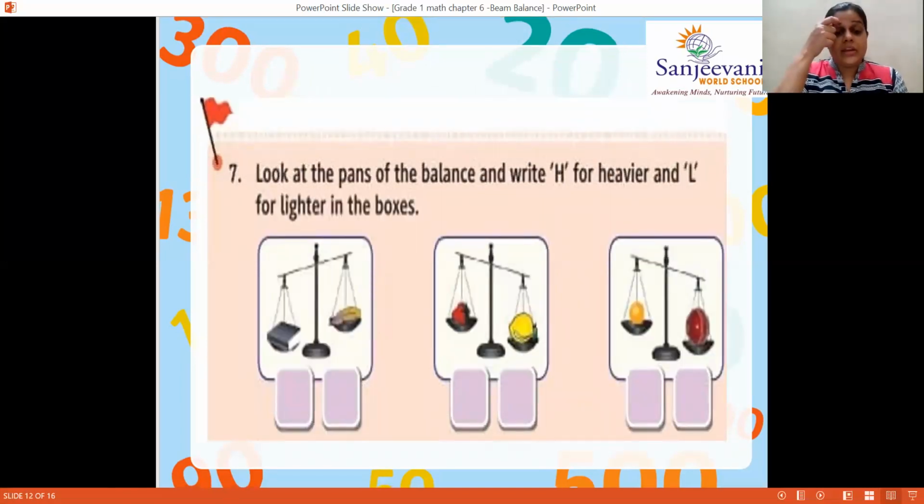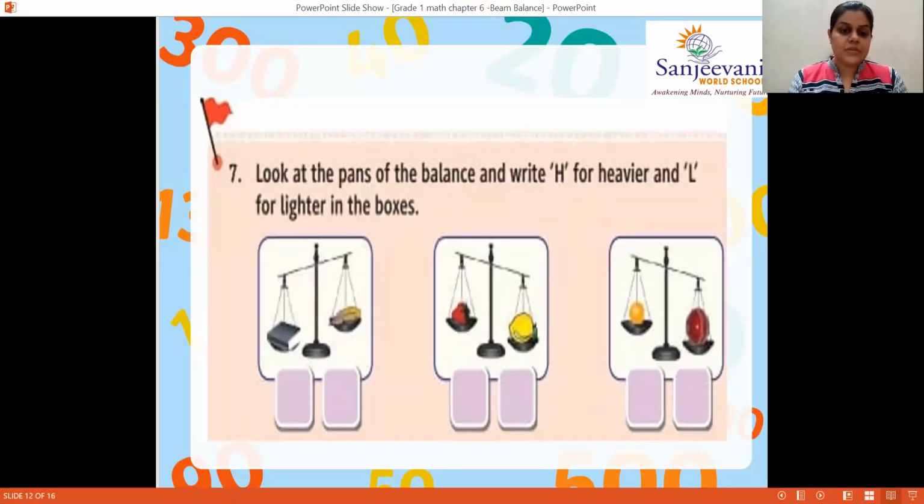So, 7th one, look at the pans of the balance and write H for the heavier and L for the lighter in the boxes. Now, in these pictures, there are some objects kept on the pans. You have to tell me which one is heavier, so that we'll write H over there, and where it is lighter, we'll write L in that box.